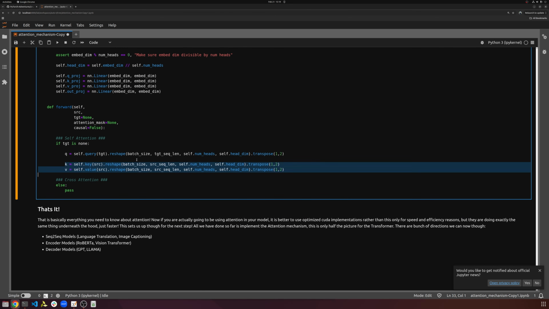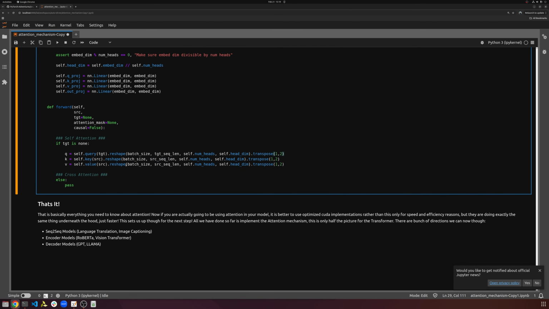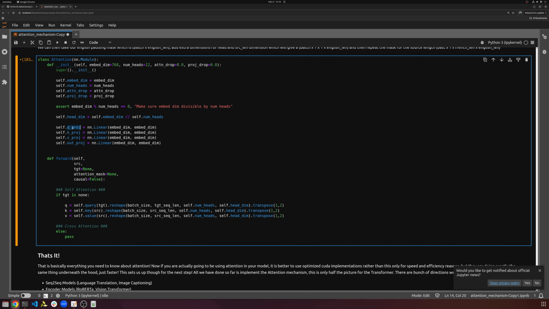We'll have our QKV. These are now called, oh, I guess I changed the names again. That's my bad. QProj, KProj, VProj. This will all happen on the source, because there is no target. It's just the source right now. So QKV, transpose, everything else is the same.